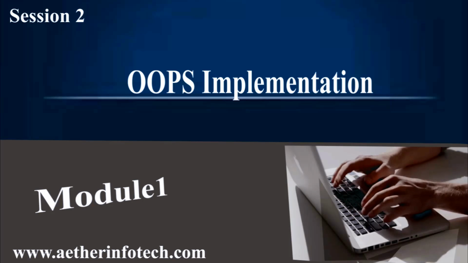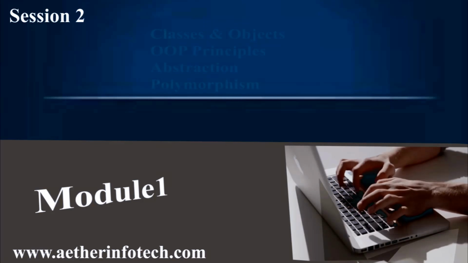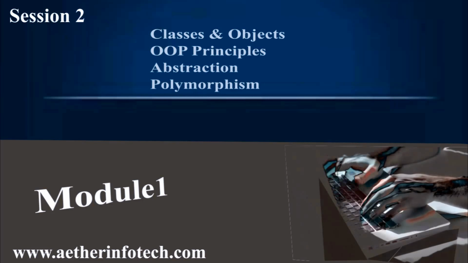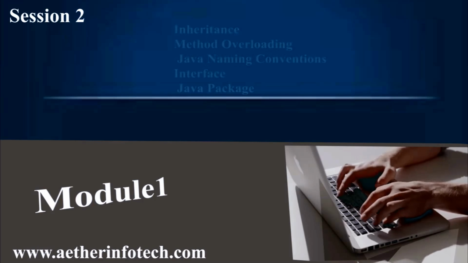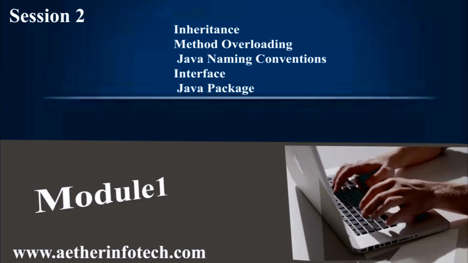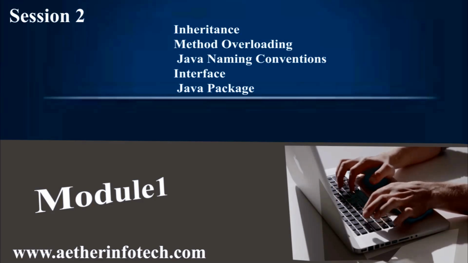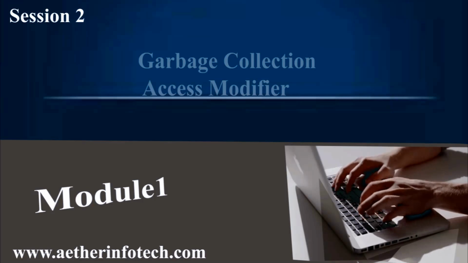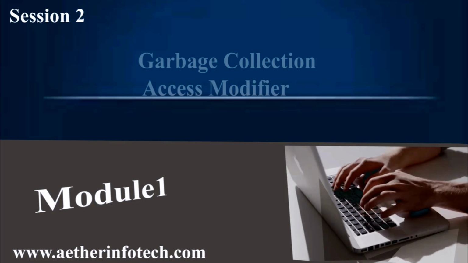Moving further, section 2 talks about object-oriented programming, which is basically a methodology to design a program using classes and objects. In detail we'll discuss abstraction, polymorphism, inheritance, and method overloading, which are object-oriented programming principles. Under Java, naming conventions, rules and conventions related to naming classes and data, and interface, which is basically a blueprint of a class, will be covered. At the end of session 2, Java package, garbage collection, and access modifier will be covered.